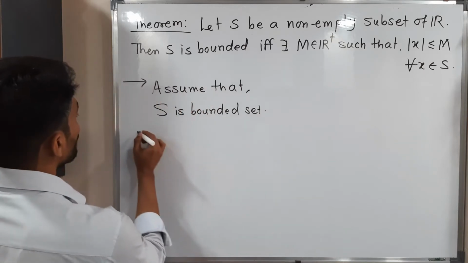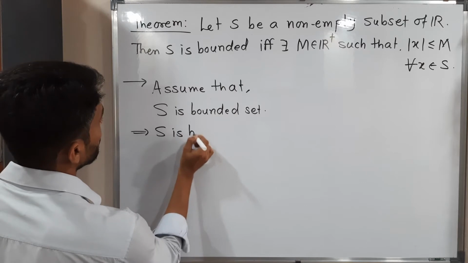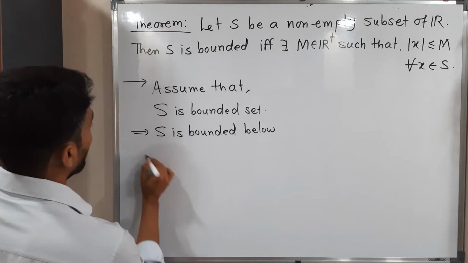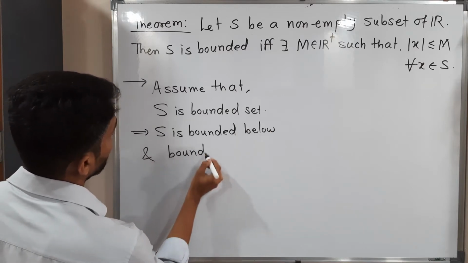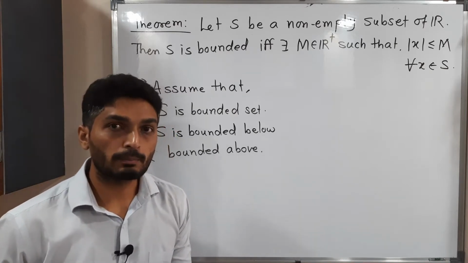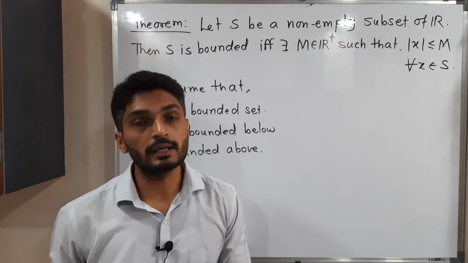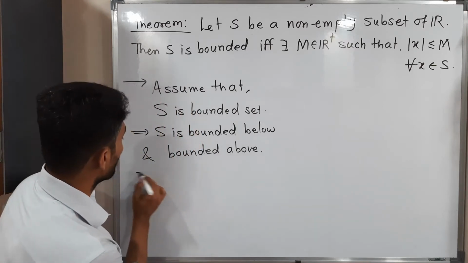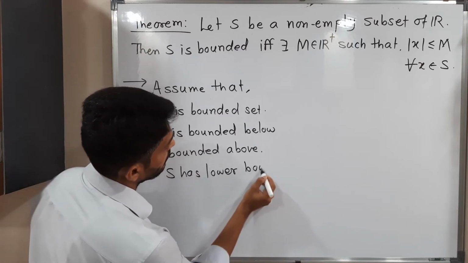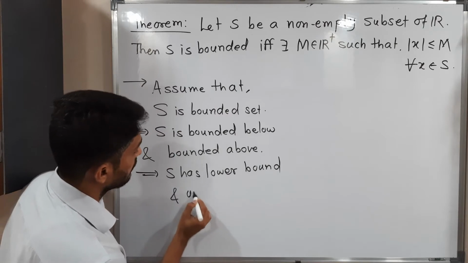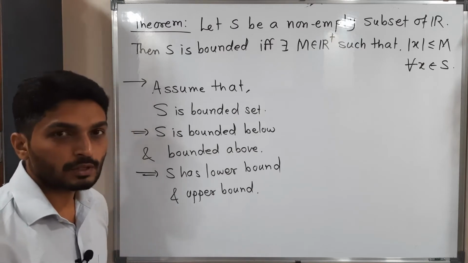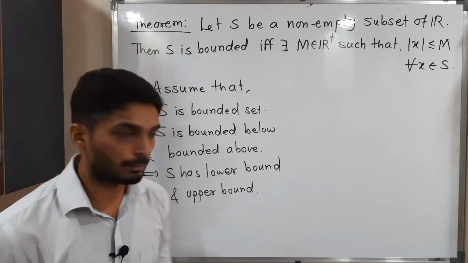So I will mention, S is bounded below and bounded above. That means it has a lower bound and it has an upper bound also. So implies S has a lower bound and an upper bound. So I will call it as, let K be a lower bound and L be an upper bound of S.